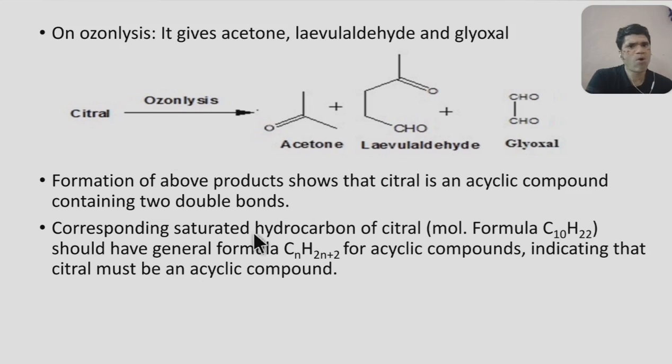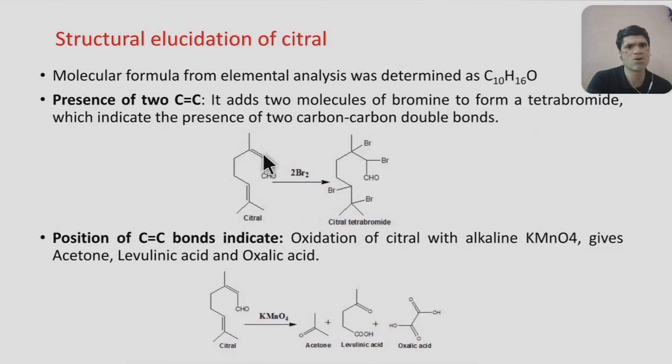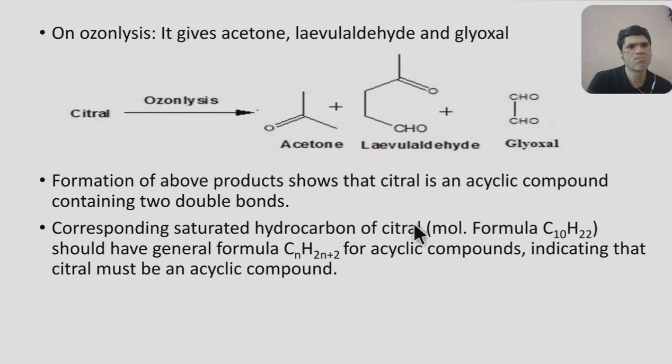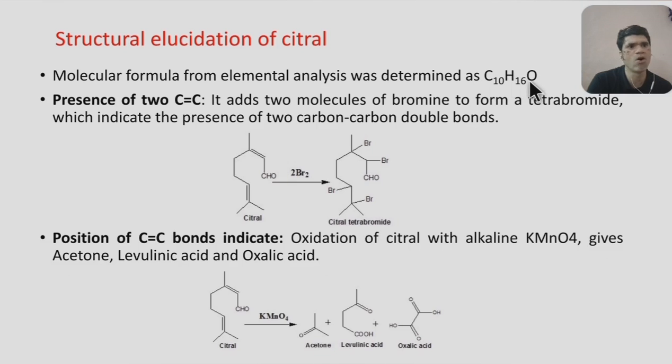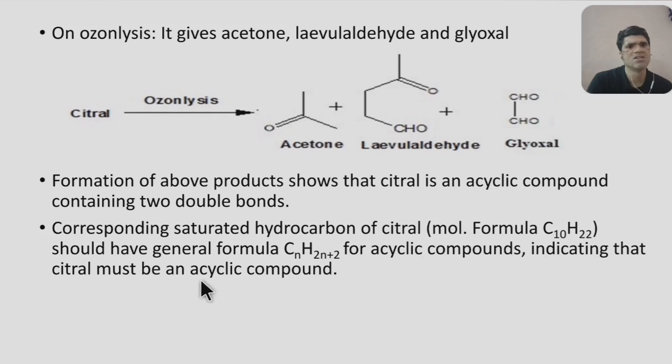Now, the corresponding saturated hydrocarbon of citral, that is, if double bonds are not there and it is completely saturated, then its molecular formula would have been C10H22. But we have the molecular formula C10H16O. This shows that citral contains 2 double bonds.